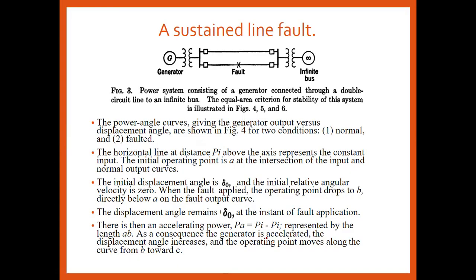As a consequence, the generator should be accelerated, so the displacement angle should decrease. The displacement angle decreases, so obviously the operating point moves along the curve from B toward C. Means what?